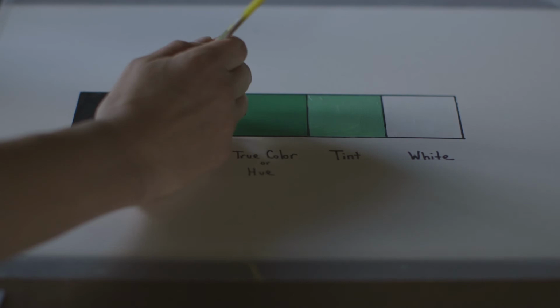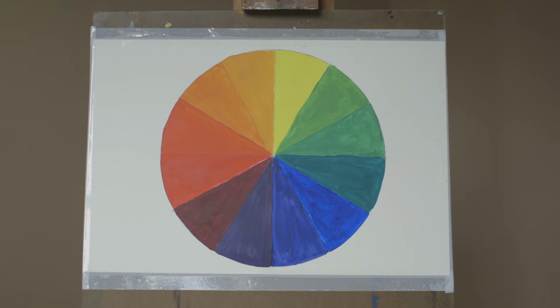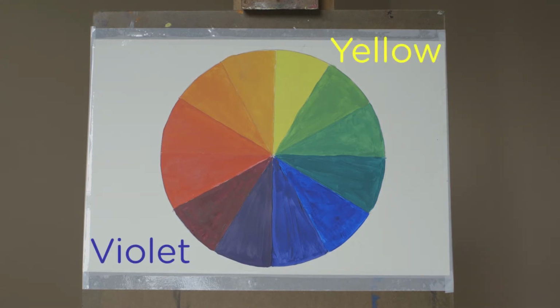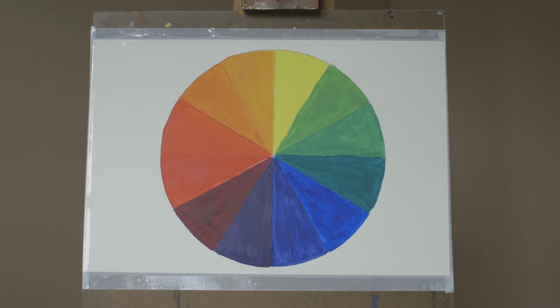Value refers to light and dark. A value scale consists of black, grays, and white. To change the value of a color, you can use the neutrals black, white, or gray, or mix it with its complementary, which is a hue across from it on the color wheel. An example of complementary colors would be yellow and violet. We will talk more about complementary colors when we talk about intensity in part two.